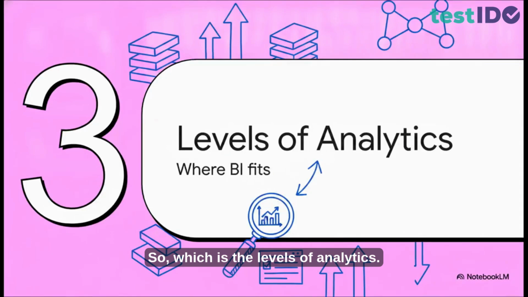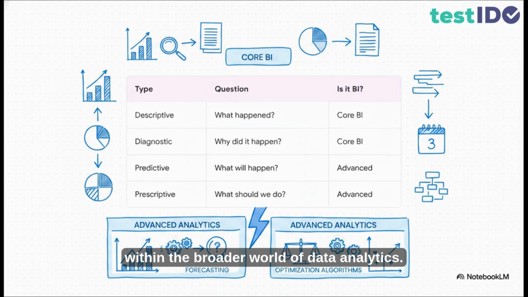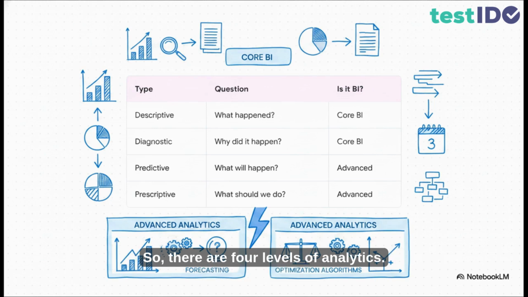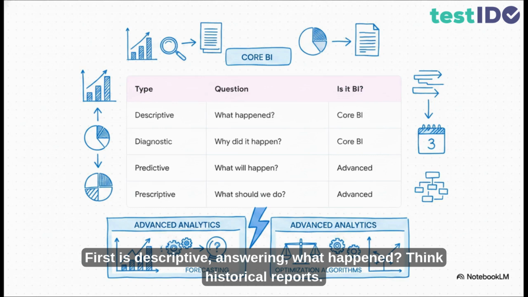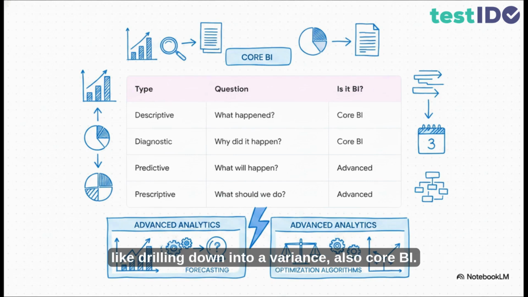Section 3. The levels of analytics. A classic exam question asks exactly where business intelligence lives within the broader world of data analytics. Let's move to 3 and see how this builds, because I absolutely love this matrix. It breaks everything down so logically. So there are 4 levels of analytics. First is descriptive, answering what happened. Think historical reports. This is core BI. Next is diagnostic, answering why did it happen, like drilling down into a variance, also core BI.